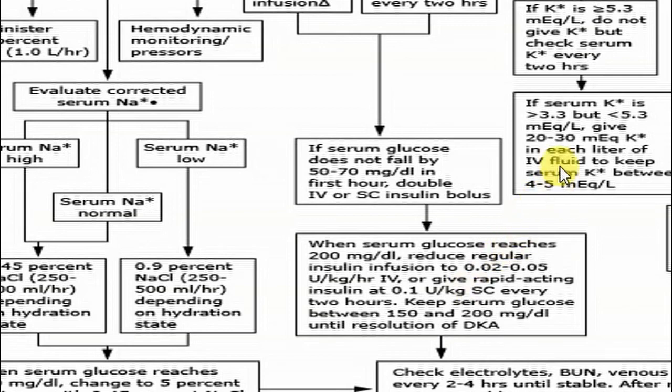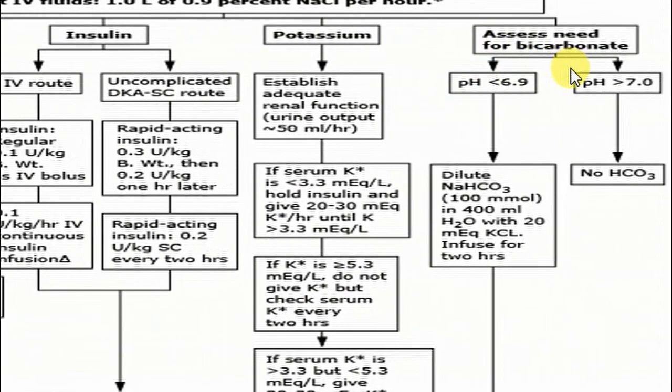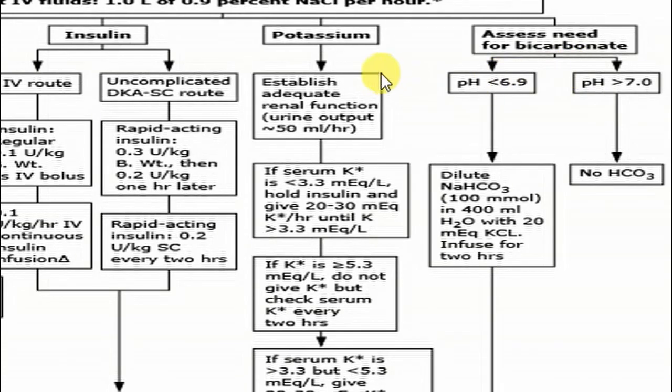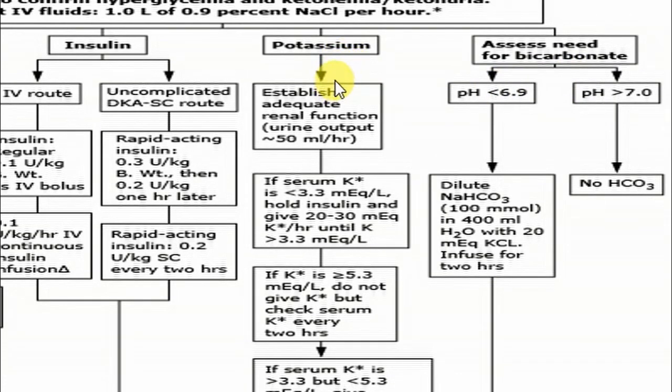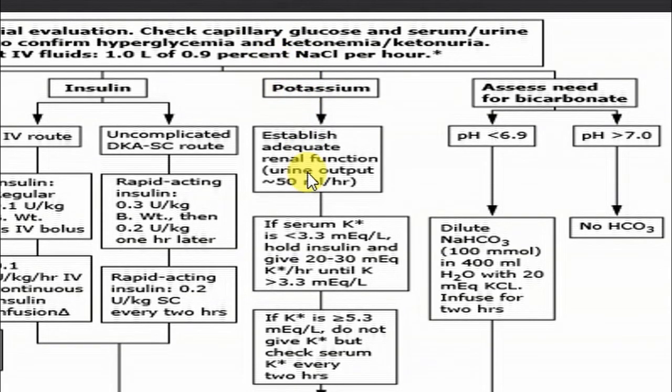Similarly, after the management of the insulin requirement, we have to manage the potassium value. But before managing the potassium value, we have to establish the renal function, because it is the parameter that gives the status of potassium in our body. So for this, we have to establish renal function, that is a urine output of about 50 ml per hour.